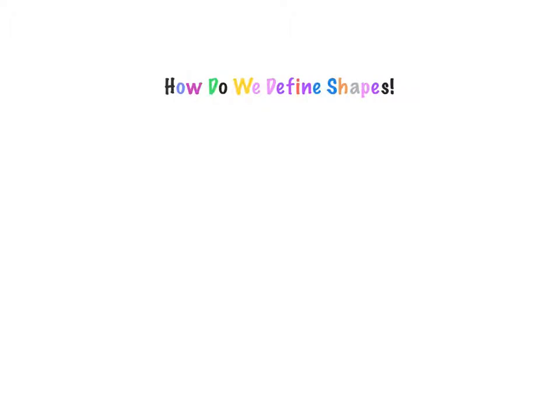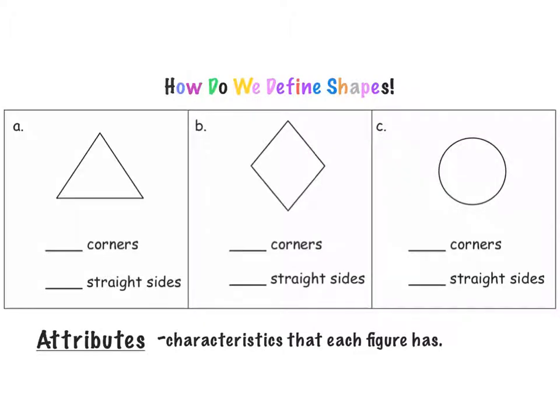Let's think about how we define shapes. We can define a shape by looking at its different attributes. Attributes is a word that means characteristics that each figure has. For example, if we take the triangle, we can see that a triangle can be defined using the following attributes: corners and straight sides. A triangle, we see, has 3 corners and 3 straight sides. Any closed figure with 3 corners and 3 straight sides is going to make a triangle.